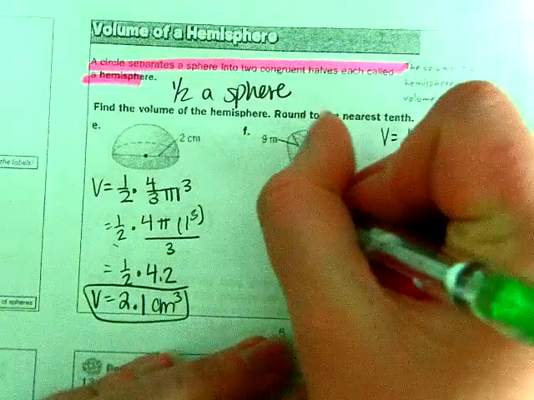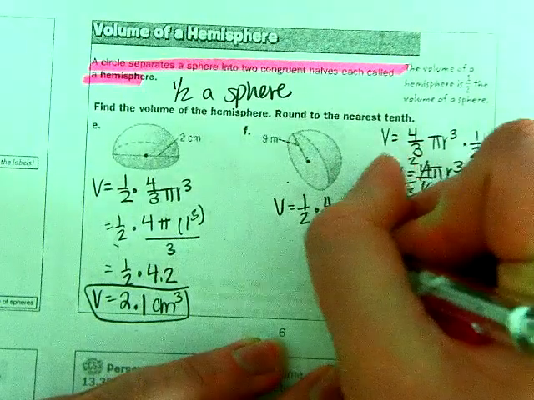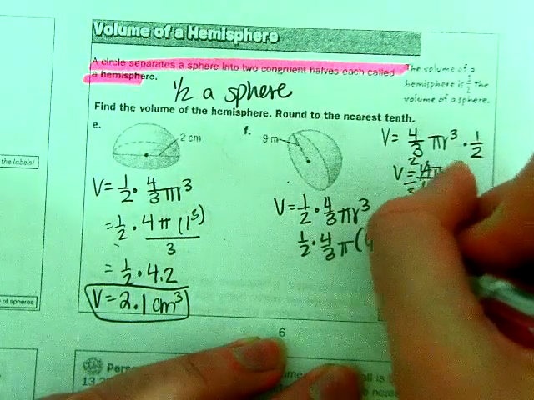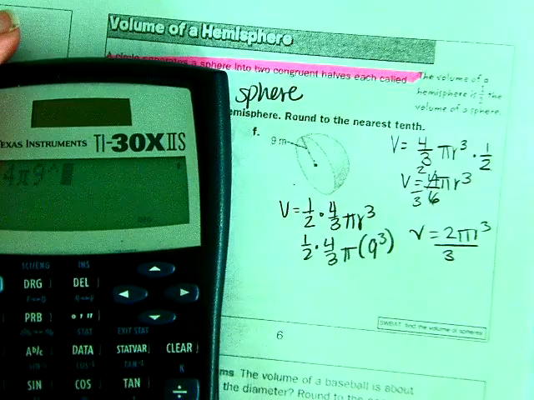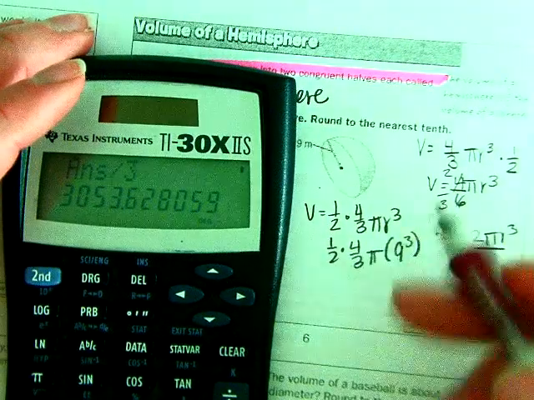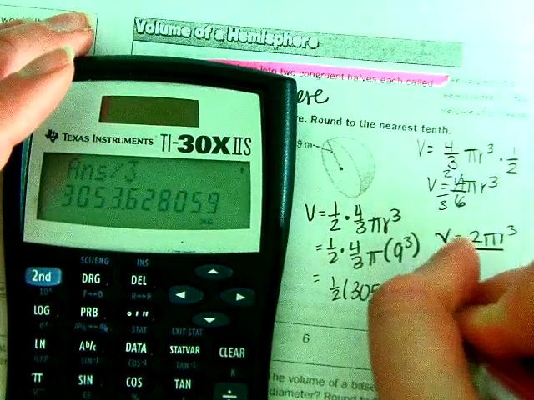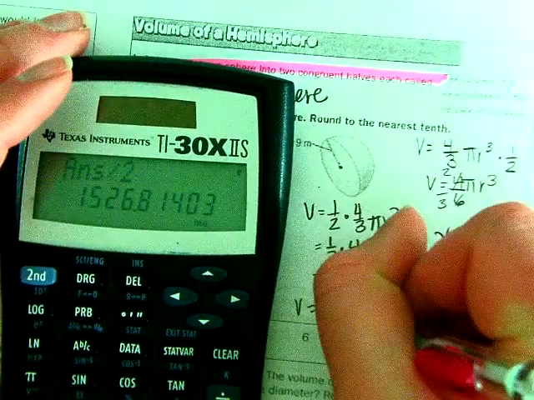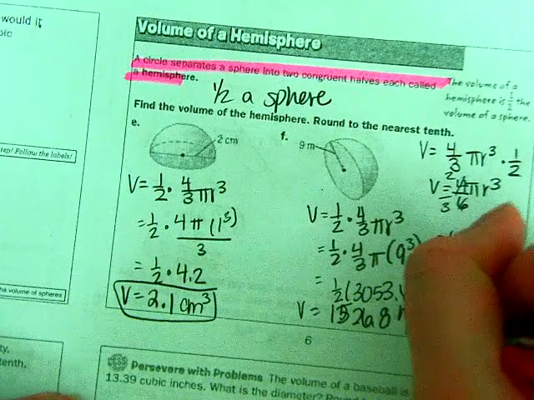F. Do the whole thing, but it's half of 4/3 pi r cubed. So half of 4/3 pi times 9 cubed. So 4 pi 9 cubed divided by 3. Now I've got that. Half of 3053.6. So I take half of that, and get the volume is 1,526.8 meters cubed.